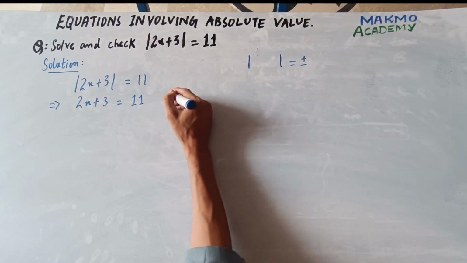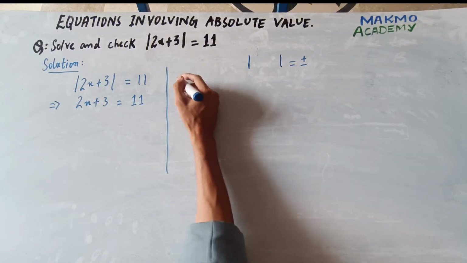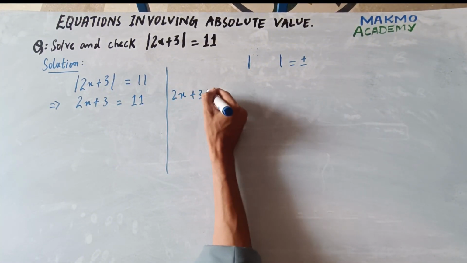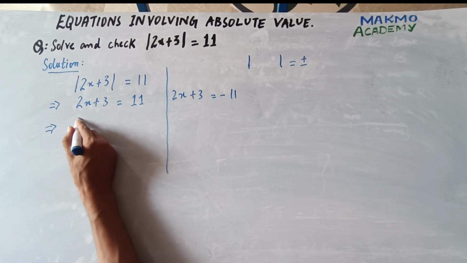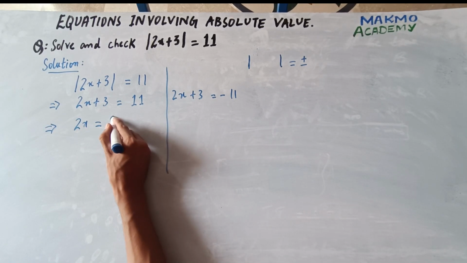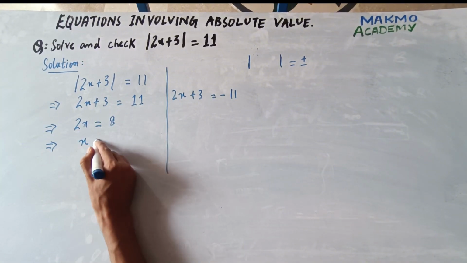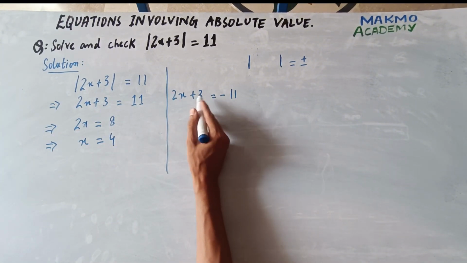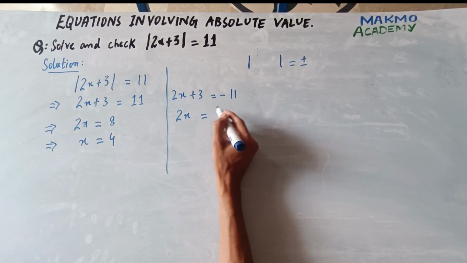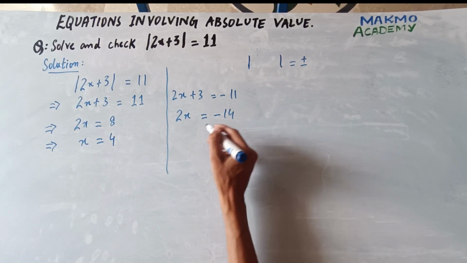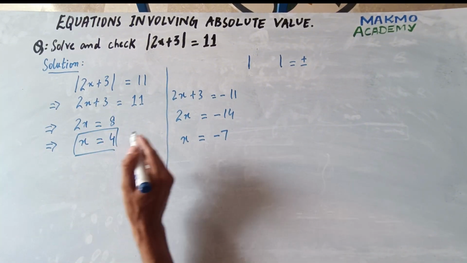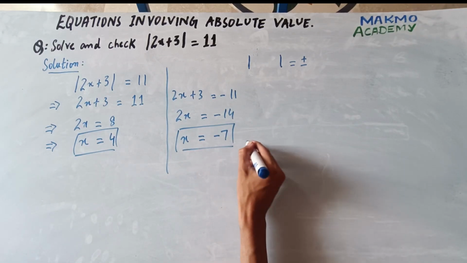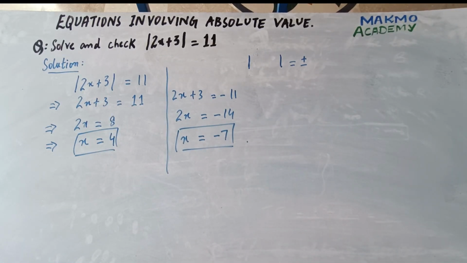And then 2x + 3 = -11. You will get two answers by solving it. 2x = 11 - 3 = 8, which shows that x = 4. And over here, when 3 goes there, it becomes -11 - 3 = -14, and x = -7. Now these are the two values coming from solving this absolute value equation: x = 4 and x = -7.